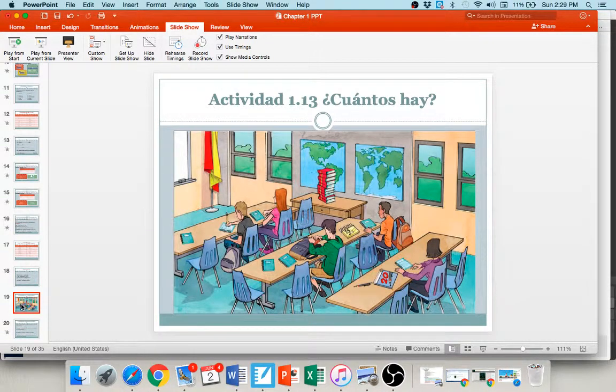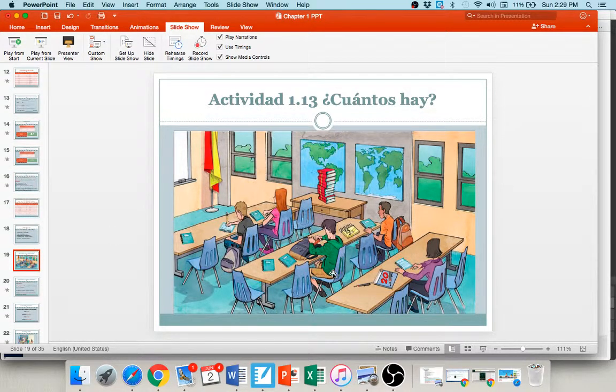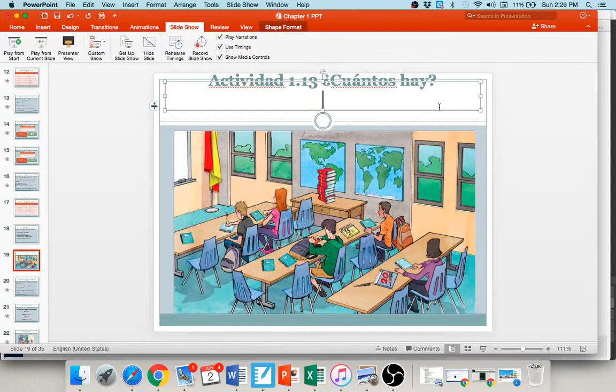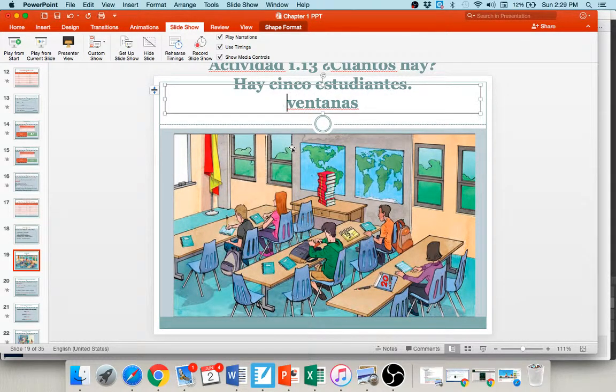All right, just a little bit more activity. So it might ask you, gosh, how many students are there in this class? Well, there's 1, 2, 3, 4, 5. So to say there's or there are from earlier, I say hay. To say 5, I say cinco. And to say students, I say estudiantes. So hay 5 estudiantes. How many windows are there? Windows are ventanas. Well, if you count, there's 1, 2, 3, 4. So to say there's or there are, I'm going to say hay. To say 4, I'm going to say cuatro. To say windows, I'm going to say ventanas.